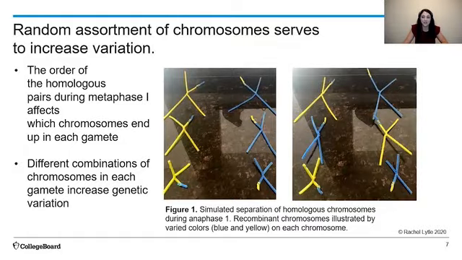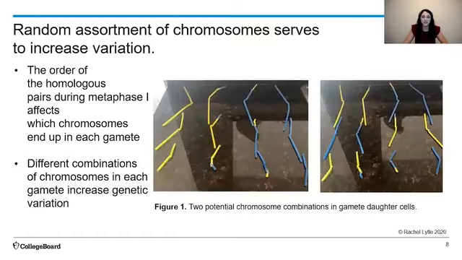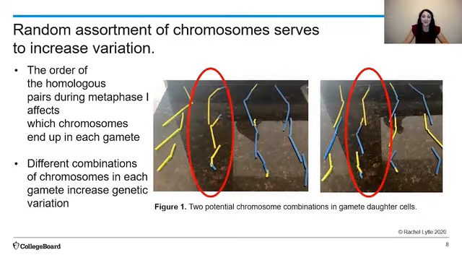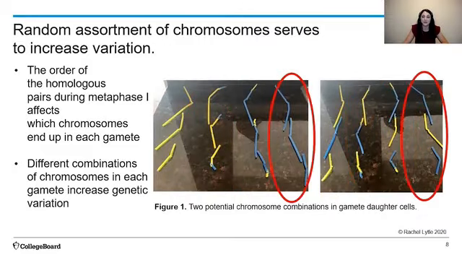And then if we go all the way to the end result of what the gametes would look like and what chromosomes would end up in each gamete based on the order that they lined up in earlier, we can see that there are differences, right? So the gamete on the left and the gamete on the right have different chromosomes in them, and that's just based off of the fact that those homologous pairs lined up in a different order during metaphase 1. And if we go through and compare all the resulting gametes that would be produced during this round of meiosis, we'll see that they differ in each one of those cells.